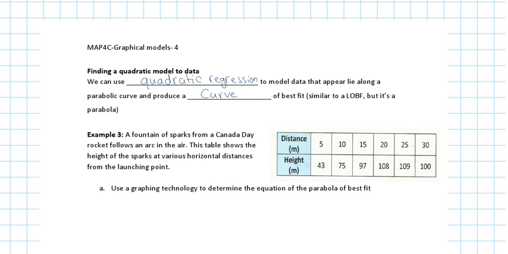All right. But this one says an arc. Huh? I thought this one says an arc. Does it? Let's see. Falcon sparks from a Canada Day rocket follows an arc in the air.